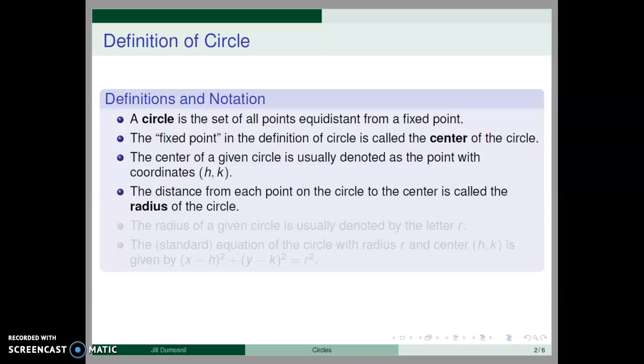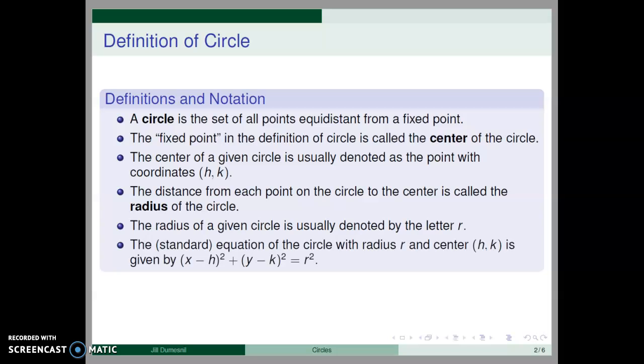The constant distance from each point on the circle to the center of the circle is called the radius of the circle. It is customary to denote the radius of a given circle by the letter r. The standard equation of the circle with radius r and center at the point (h, k) is given by the equation: the quantity (x minus h) squared plus the quantity (y minus k) squared equals r squared.